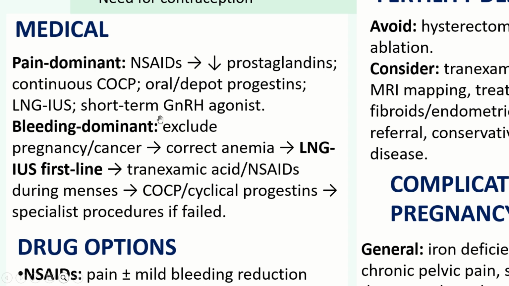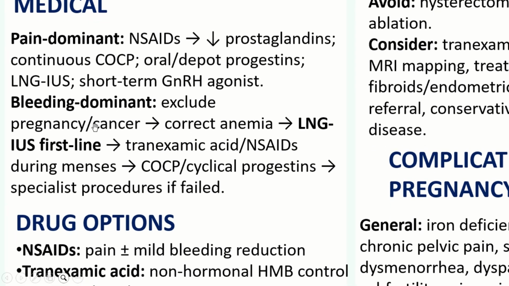Then short term, you can use GnRH agonists. These ones are going to do what we call a medical oophorectomy. So you are kind of preventing the person from experiencing the normal fluctuations of hormones of the cycle. So they are not going to have the normal menstrual cycle or the bleeding, and that means they are going to avoid the pain.